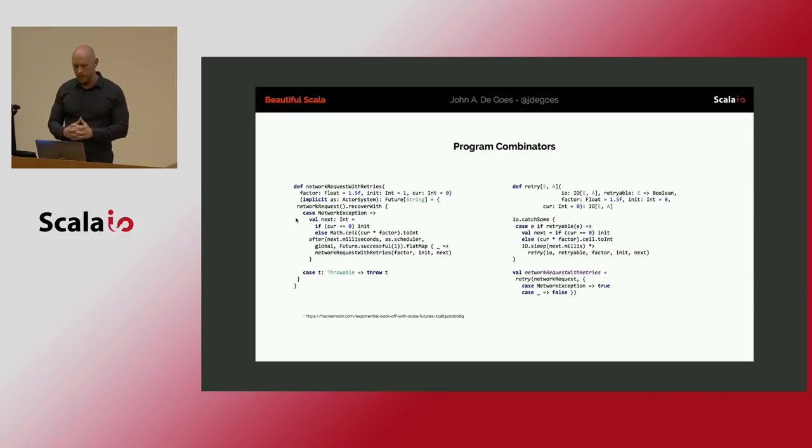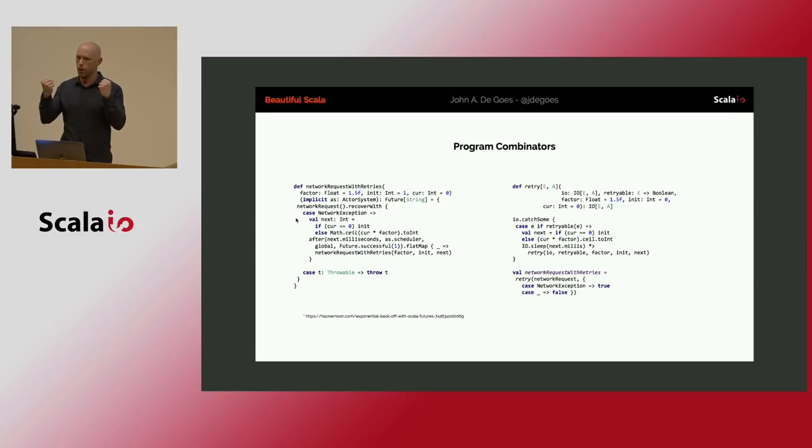Over on the left-hand side, you can see some code that tries to create some retry logic for a very specific function, a network request. This is done with Scala's ordinary Future that's in the standard library and which is not a functional construct. And over on the right-hand side, you can see that using ZIO's IO, we're able to create a retry combinator that operates on that program. So it takes any type of program, IO[E, A], and it returns a new program, IO[E, A]. And that new program retries the old one with the specified parameters.